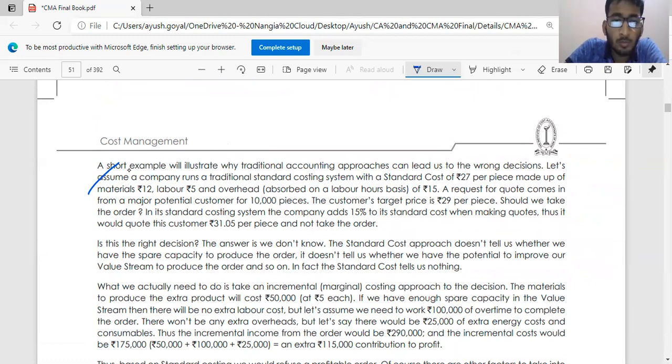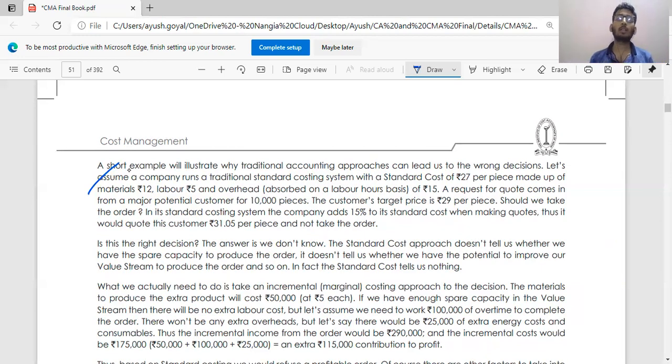Okay. So let's assume a company runs a traditional standard costing system with a standard cost of 27 per piece, made up of material 12, labor 5, and overhead of 15. Okay. So 12, 5, 15, it's 32. I think there's either a misprint or something. The request for quote comes from a major potential customer for 10,000 pieces. The customer target price is 29 per piece. Should we take the order? In the standard costing system, the company adds 15% to the standard cost when making quotes. Thus, it would quote the customer 31.05 per piece and not take the order.